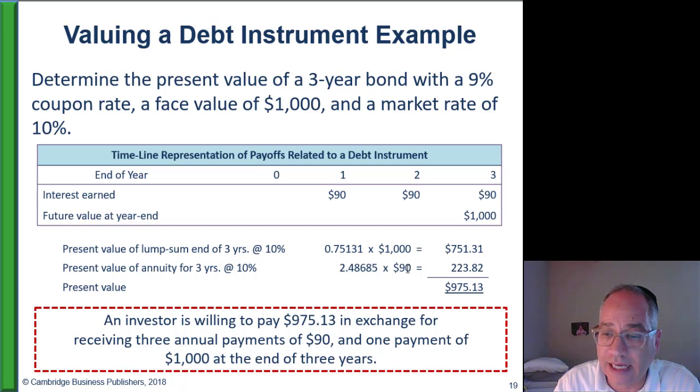And then the annuity is $90 at the end of each period times 2.48685, or $223, and that gives you a present value of $975.13. So the investor is willing to pay $975.13. This would be a situation where the company's paying 9%, but based on their understanding of the risk of the investment, investors feel they should be getting 10%, and therefore the value of the investment itself is worth less than $1,000. It's only worth $975.